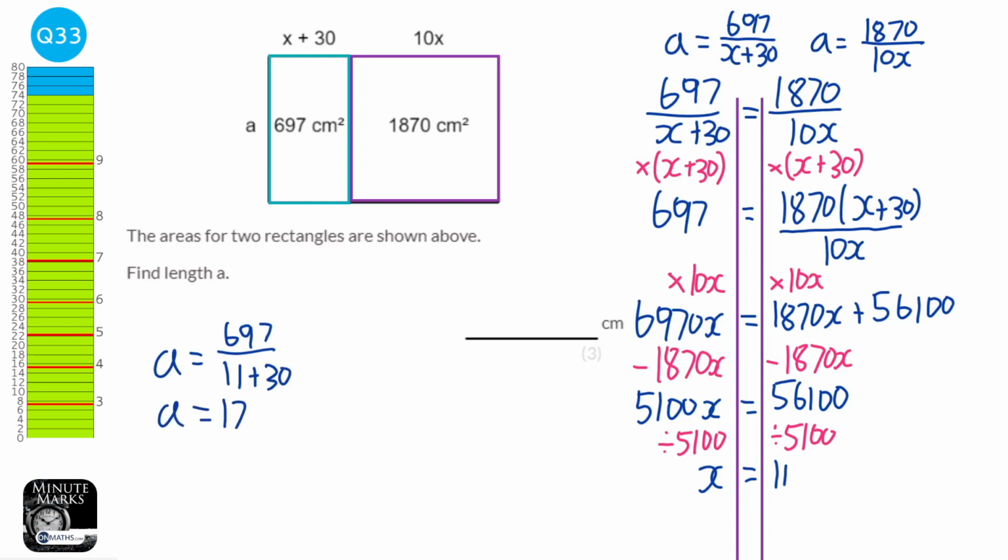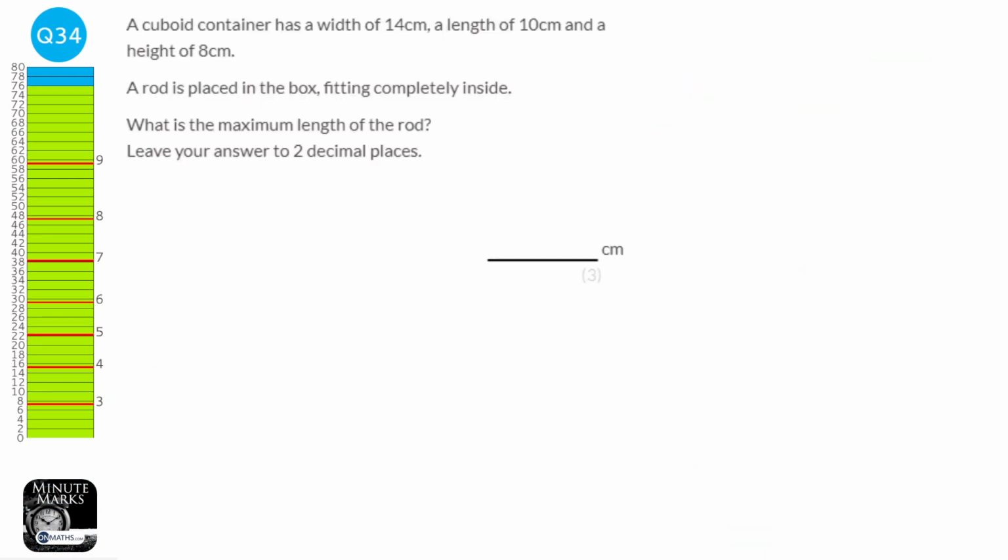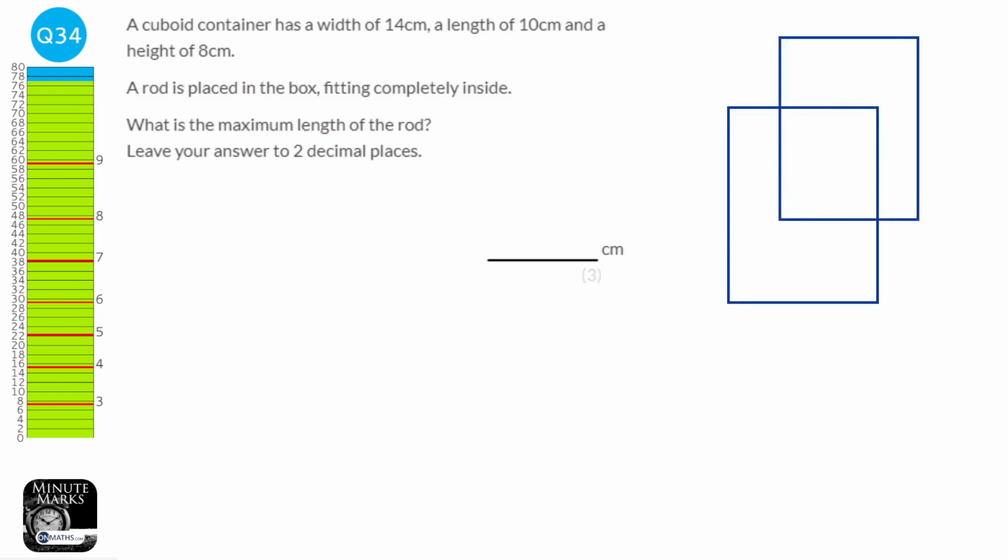So A is 17. Okay, so we're going to start by creating a cuboid, just so we can visualize what's going on a little bit easier.